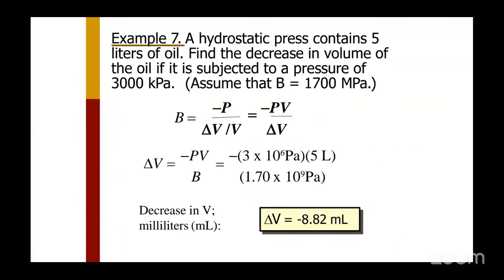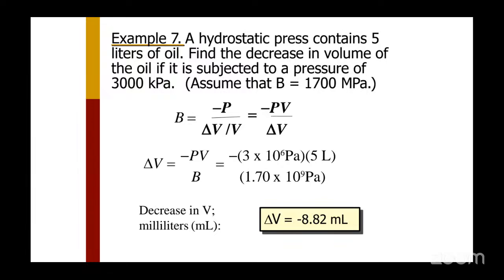So here we have an example. A hydraulic press contains 5 liters of oil, which is the volume. Find the decrease in volume of the oil if it is subjected to a pressure of 3,000 kilopascal. So we are given the original volume and the pressure. For bulk modulus, we need 3 basic terms: original volume, pressure, and change in volume. So now we have the bulk modulus given to us as 1700 megapascal. We have to find the decrease in volume, that's the change in volume.